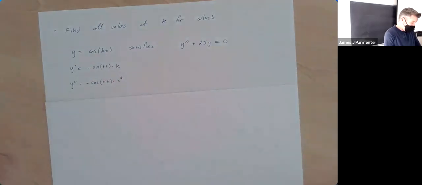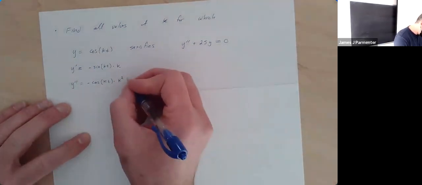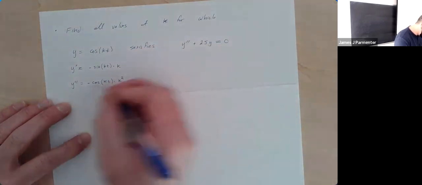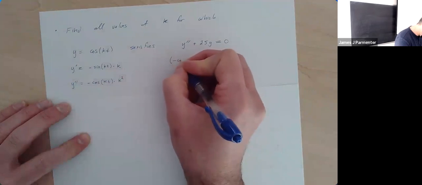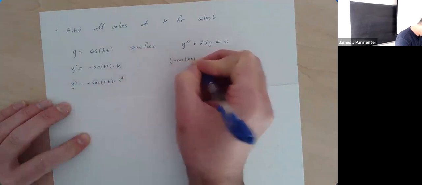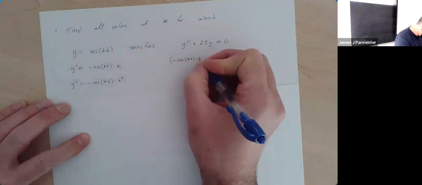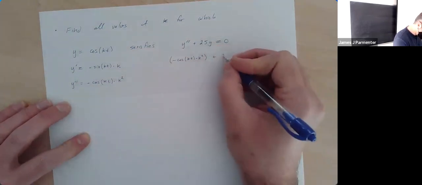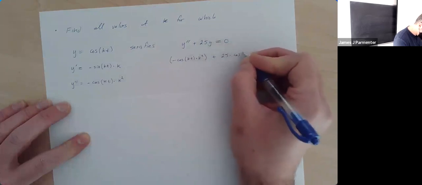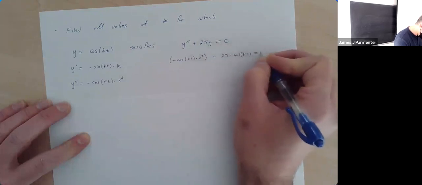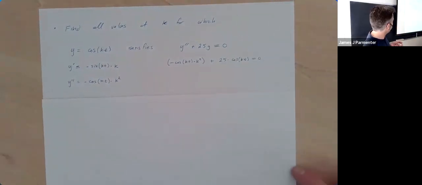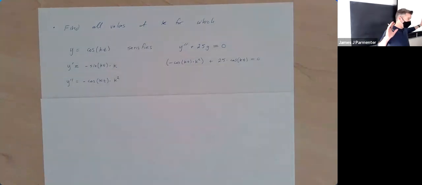And then we plug everything into this equation and we see what happens. So I'm going to plug these things in and get, let's see, y double prime is negative cosine of kt times k squared, plus 25y is 25 times cosine of kt, equal to 0. And in my opinion, most of these types of questions are going to be find the constant k where the whole thing's equal to 0.